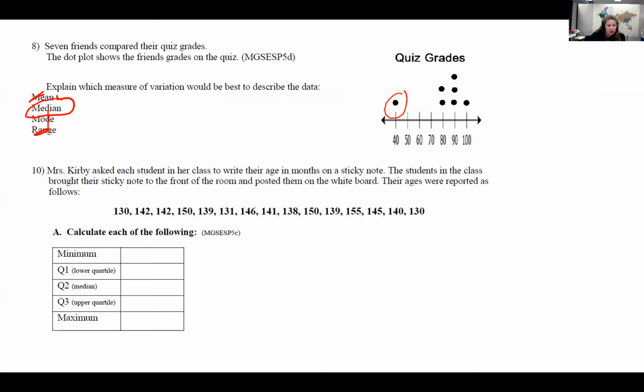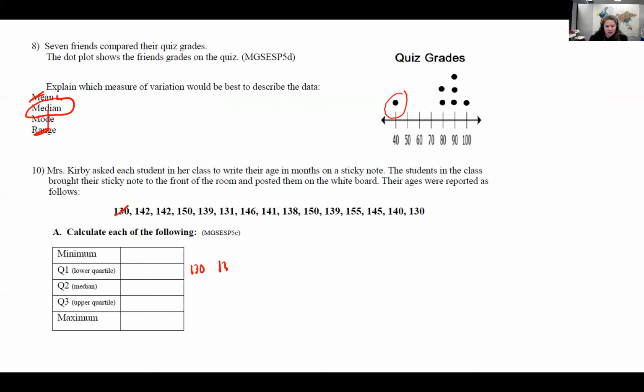All right, Mrs. Kirby asked each student in her class to write their age in months on a sticky note. The students in the class brought their sticky notes to the front of the room and posted them on the whiteboard. Their ages were reported as follows. All right, we're going to find these things. So we got to put these numbers in order. Oh goodness, this takes a while, doesn't it?